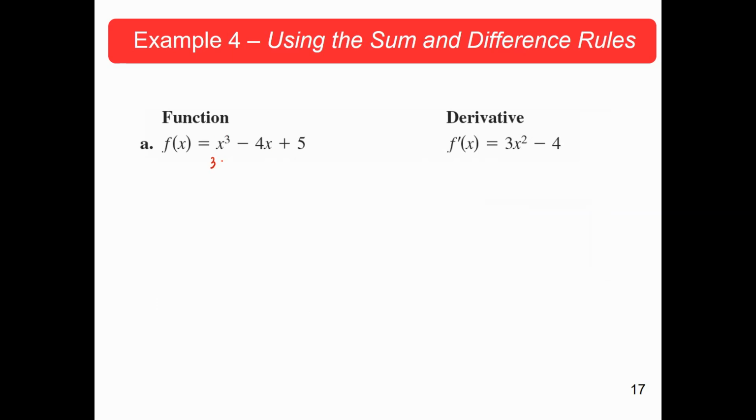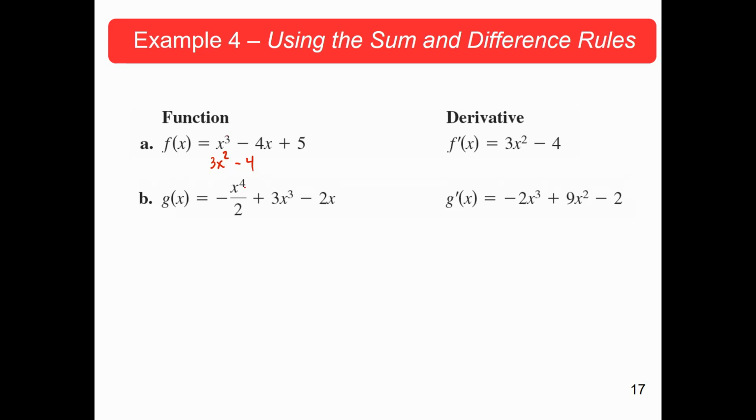So 3x squared minus 4, because we just take the number in front of x, and then the derivative of a constant is just 0. Not too bad, right? What about this?